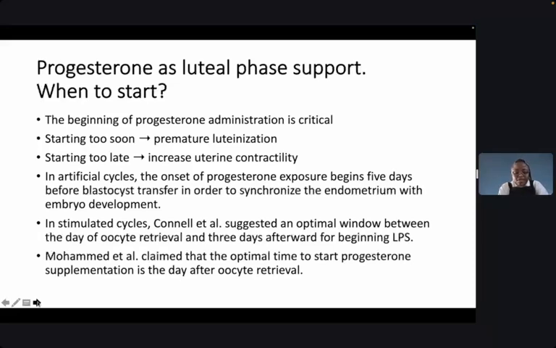Some authors have different views in terms of when to start. Cornell et al. suggested a window period of about a day before oocyte retrieval and at least 3 days after the oocyte retrieval. Mohammed et al. have also given the optimal period to start progesterone, saying it should be at least a day after the oocyte retrieval.